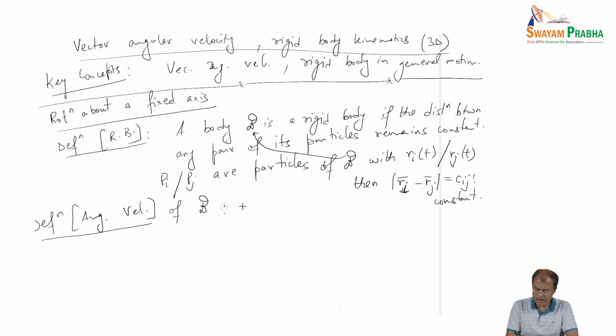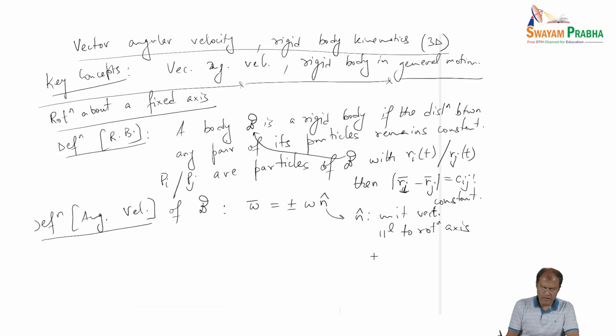So we typically denote angular velocity with the vector omega, and the omega has a direction which is along the axis of rotation, or normal to the plane of rotation, right? So where this n is the unit vector which is parallel to the rotation axis.